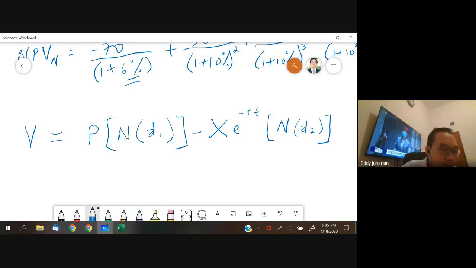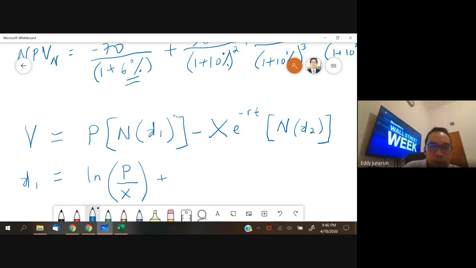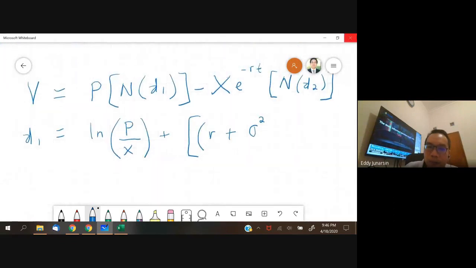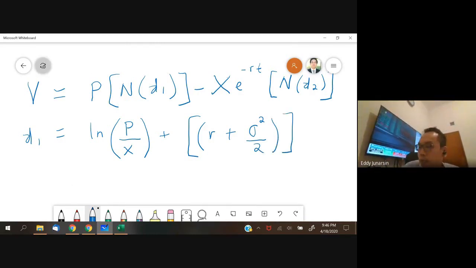Okay, so what would be the D1? How to estimate D1? D1 would be the log, of course natural log. Whenever we talk about log in finance or economics, most likely we are talking about the natural log. Log of, again, the present value of future cash flows or the price, divided by the strike price, the exercise price, or the initial investment, plus the basic interest rate, plus the variance. This is the variance of the returns of this project, so half, and then multiplied by the time.